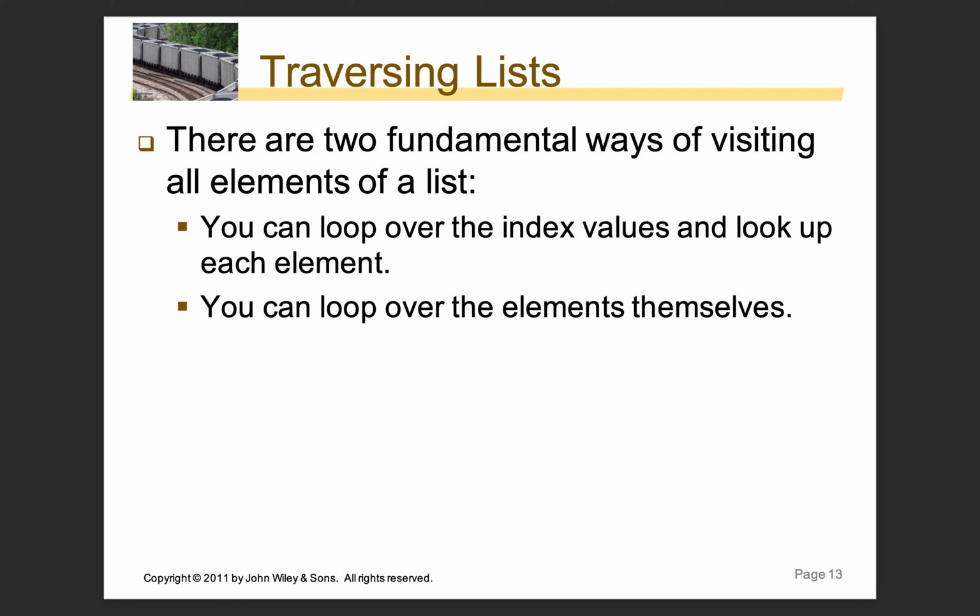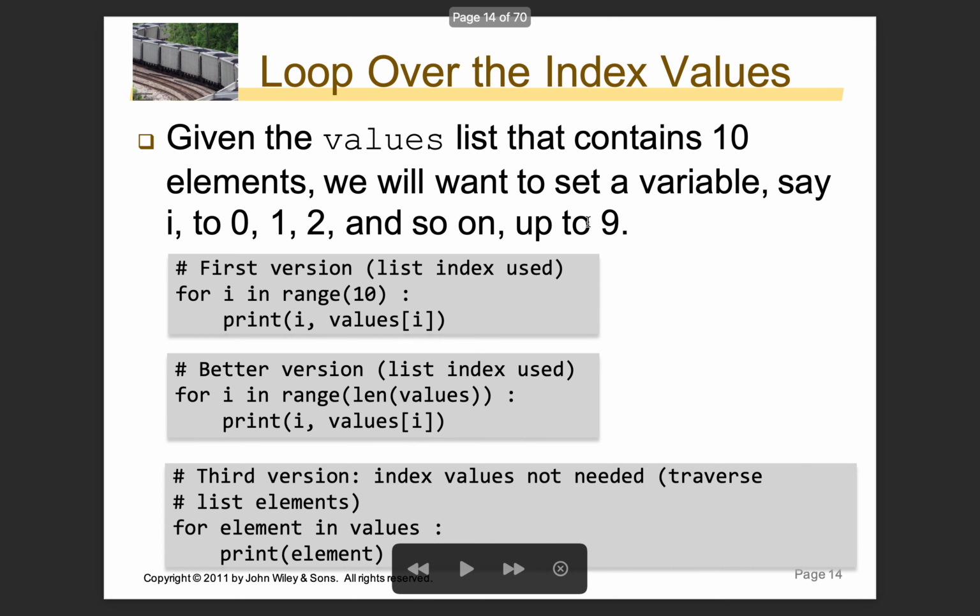We can either loop over the index values and then look up each element. So we'd have an I counter going: look at index 0, look at index 1, look at whatever's in index 2, look at whatever's in index 3, and so on. Or you can actually loop over the elements themselves, skipping out the idea of looping over the index values.